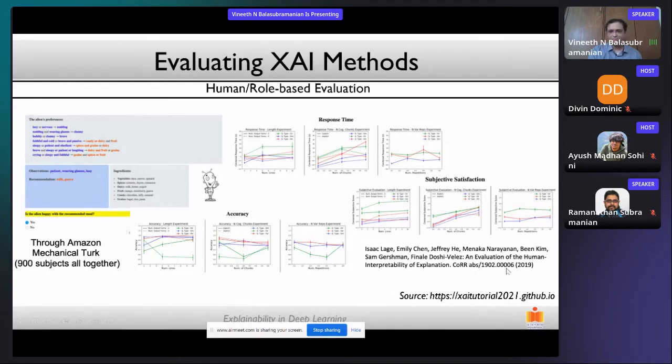In fact, there's a nice paper from a couple of years ago which tried to study this, an evaluation of the human interpretability of explanation, and they talk about how human evaluation can be used for predictive models, especially in NLP. Okay, so this is a nice paper that did something like that.